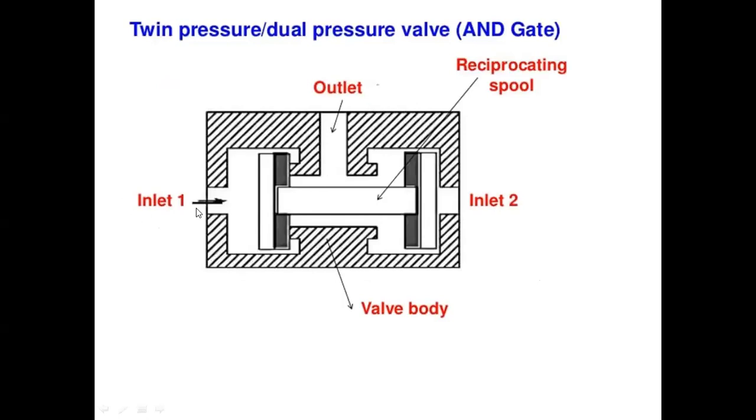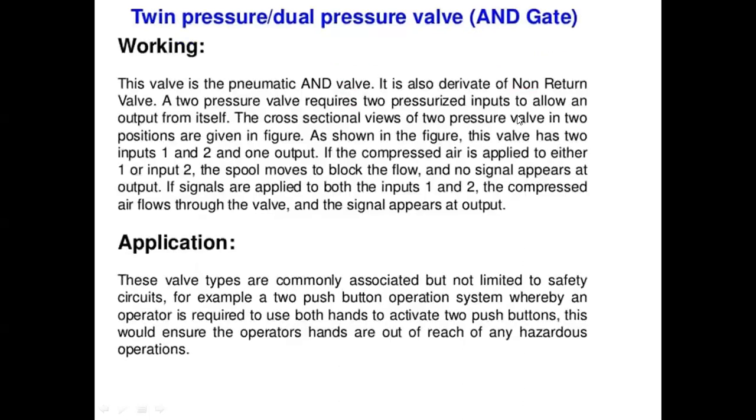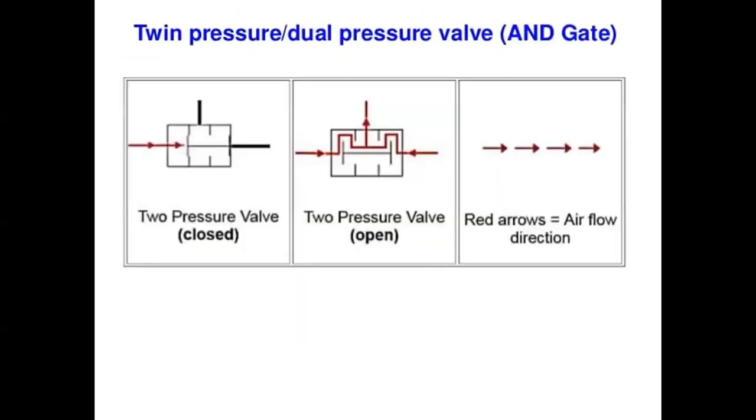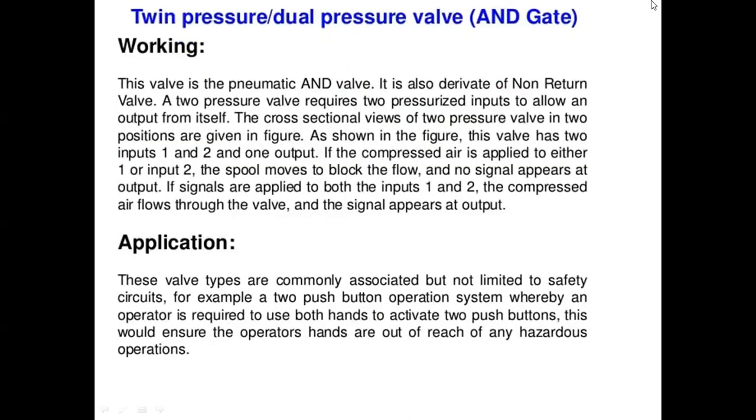See here: inlet 1, inlet 2, outlet, valve body, reciprocating spool. The twin pressure, dual pressure valve working. This valve is a pneumatic AND valve. It is also derived from the non-return valve. A two pressure valve requires both inputs to be pressurized to allow an output from itself.